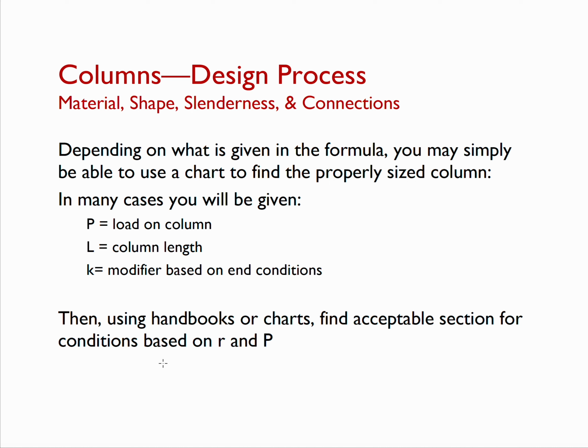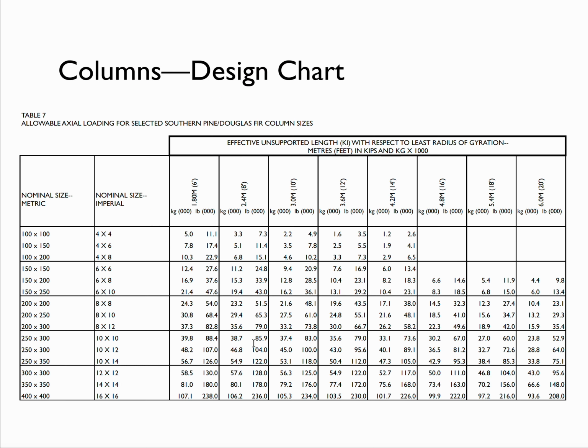Depending on what's given in the formula, as this says, you may be able to just use a chart to find a properly sized column. And in a lot of cases, in fact, this is what you're going to be given. Okay, you'll be given a load, the column length, and K, the end conditions. The nice part is we really don't have to do much math. Once we do that, we can look at handbooks or charts to find an acceptable condition based on either its R, radius of gyration, or P, its load.